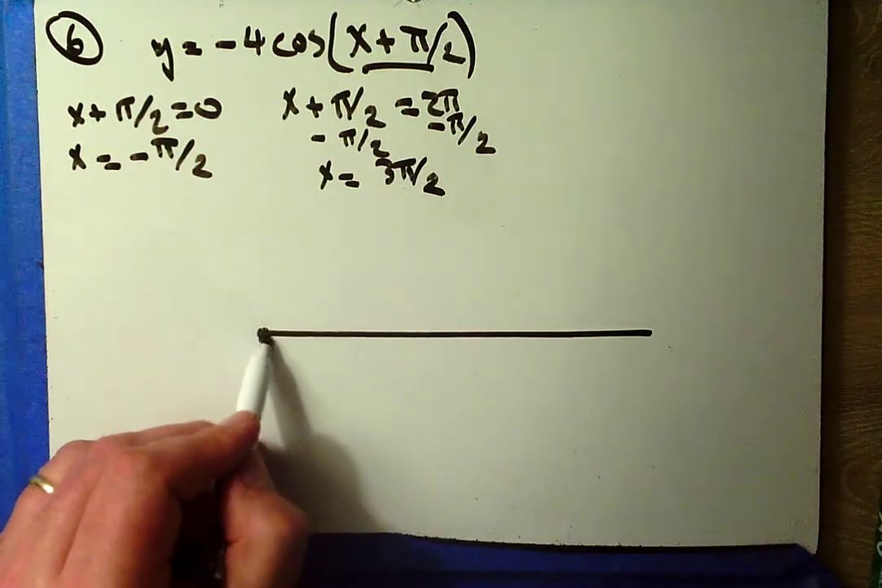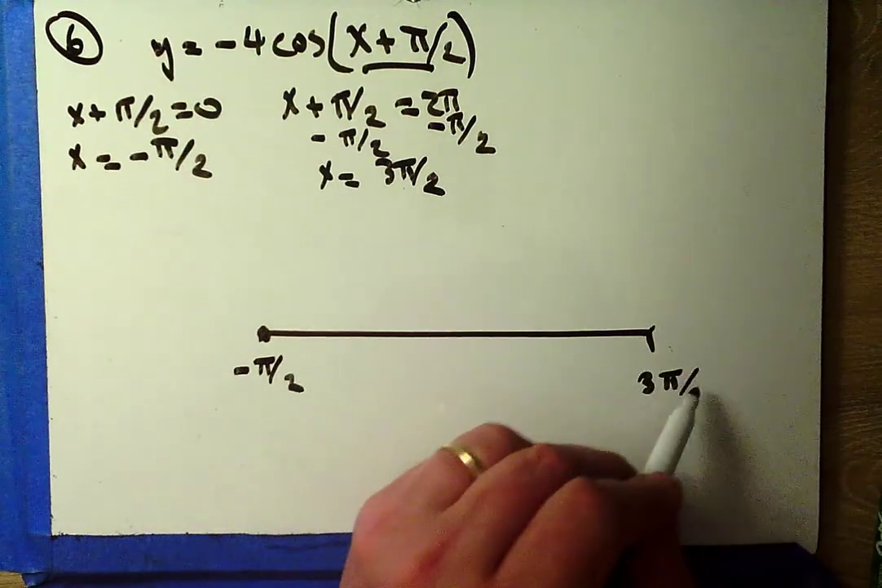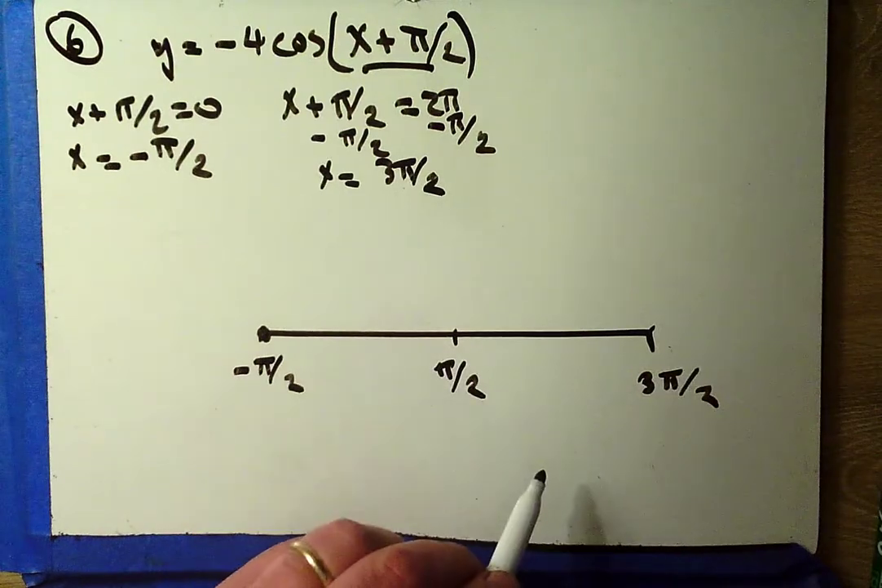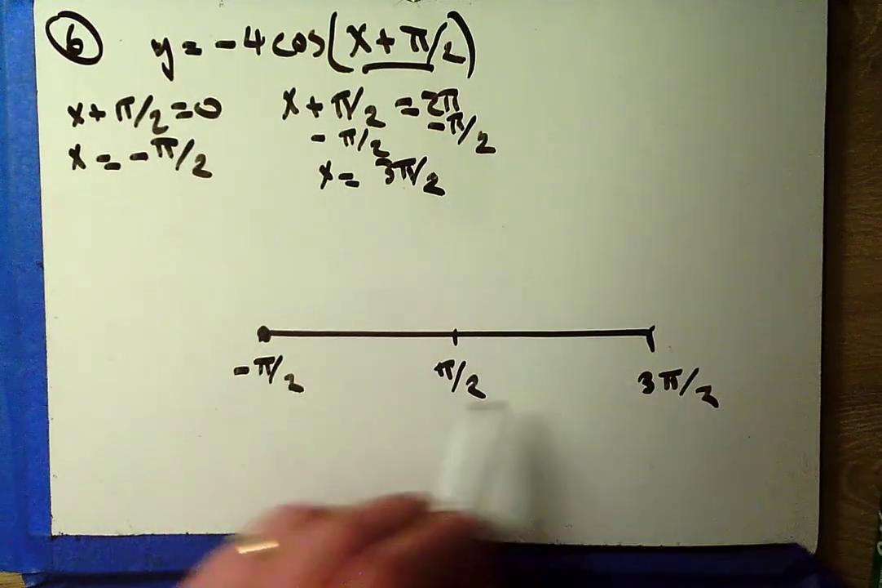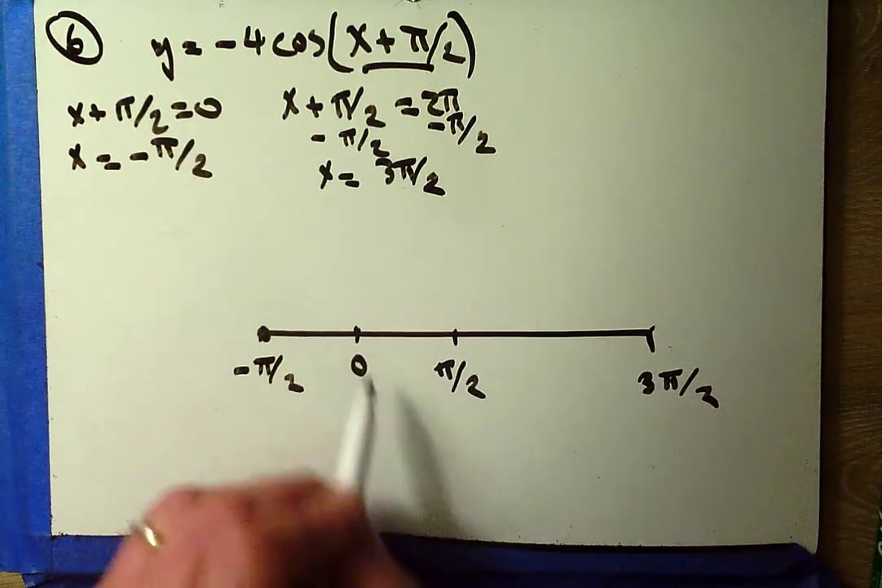So our graph starts at negative pi over 2 and ends at 3 pi over 2. Halfway between is positive pi over 2. Now I need to find the quarter points. Halfway between negative pi over 2 and positive pi over 2 is 0.